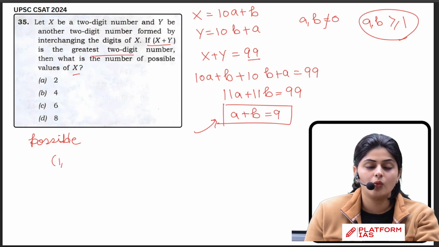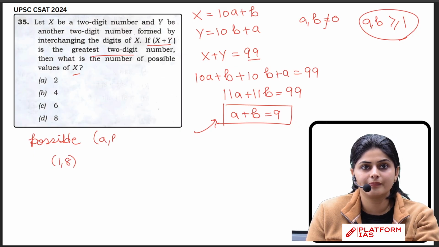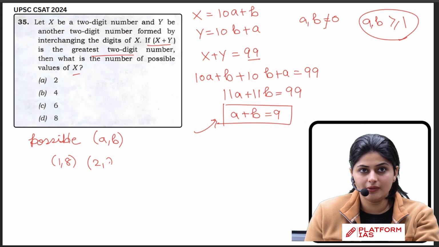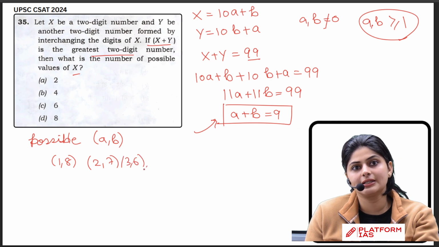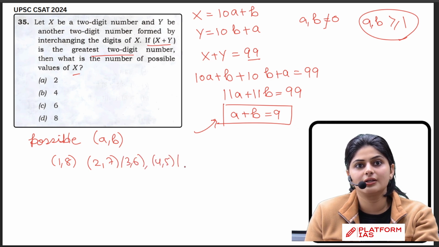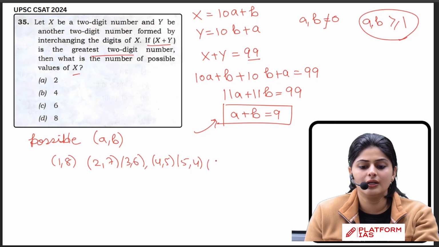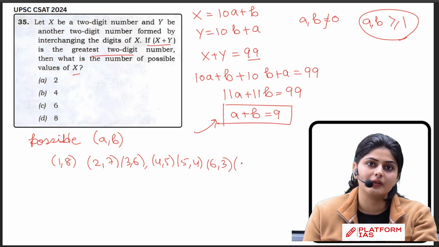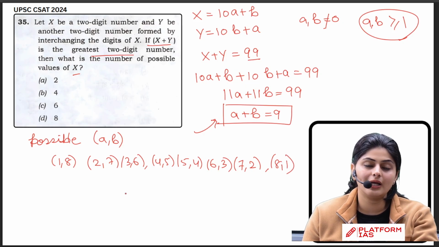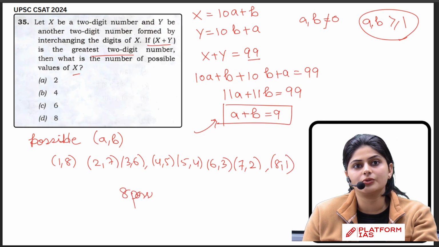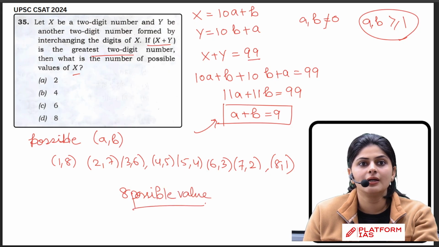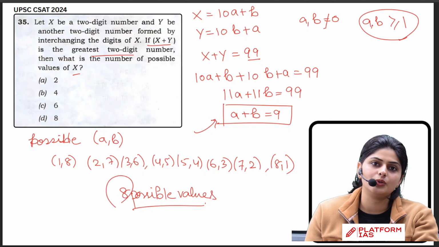It is 1, 8, 2, 7, then 3, 6, then 4, 5, then 5, 4, then 6, 3, then 7, 2 and 8, 1. So we have how many values? 8 possible values: 1, 2, 3, 4, 5, 6, 7 and 8. 8 possible values we have.